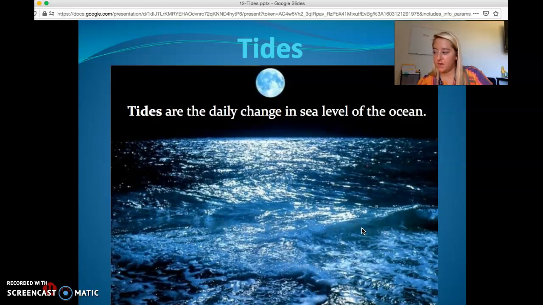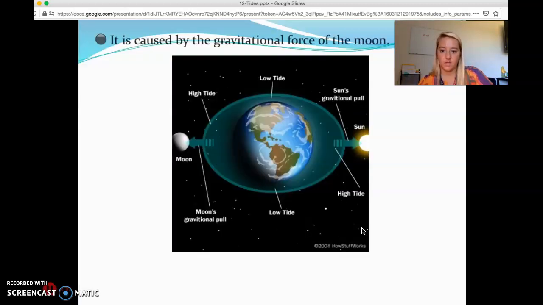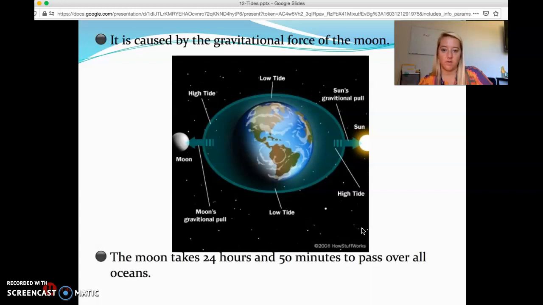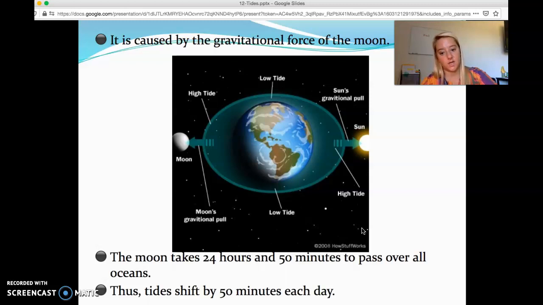But again, the tides are the daily changes in the sea level of the ocean. It is caused by the gravitational force of the moon. The moon takes about 24 hours and 50 minutes to pass over all of the oceans. Those 50 minutes are actually why we get the shifts of the tides. So tides, like low tide time and high tide time, will shift by about 50 minutes every day.